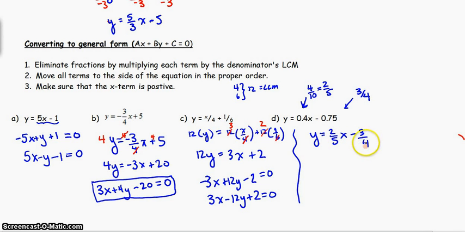So we replace our decimals with our fractions, and now we figure out our LCM between 5 and 4. Our LCM is 20. They both can become 20. So we multiply each and every term by 20.